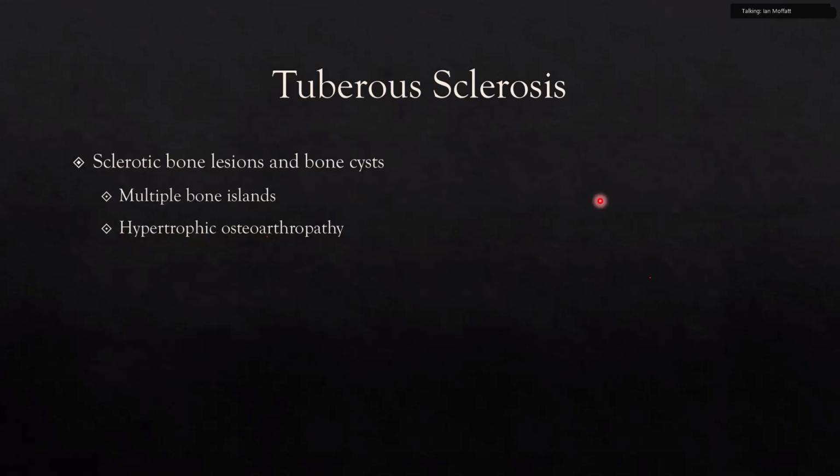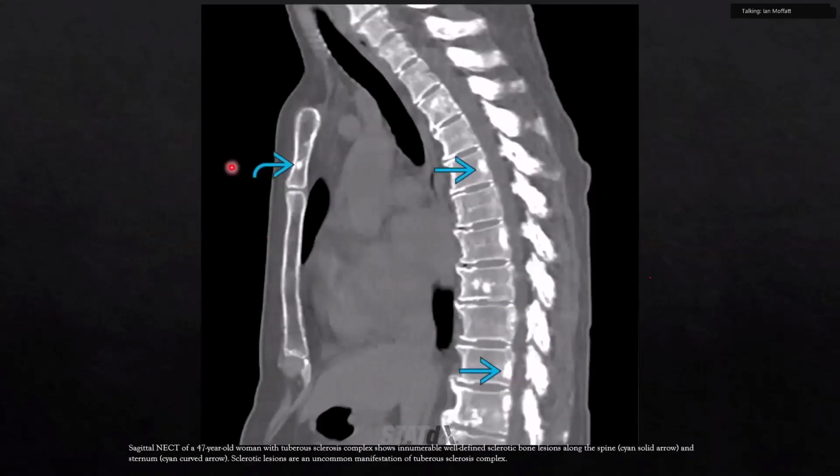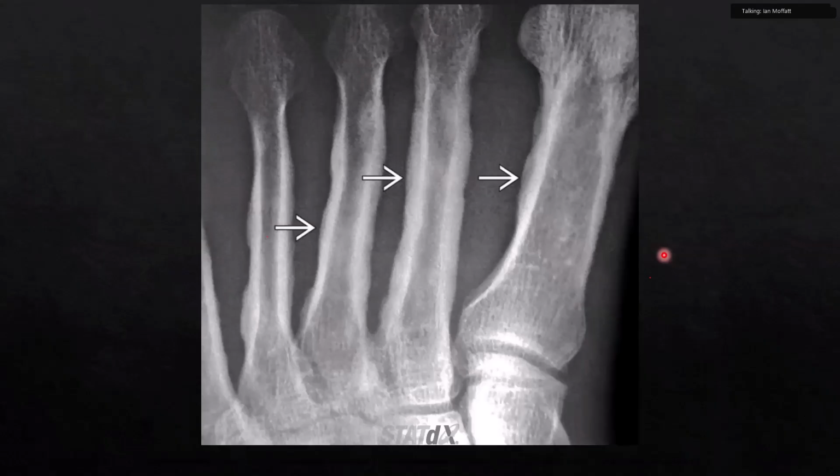Again, multiple sclerotic bone lesions and bone cysts. So they are typically bone islands. We'll see these often on CT and MRI. Again, nothing special about them, just multiplicity. Think TS. And then they often get hypertrophic osteoarthropathy as well. So basically just benign proliferation of the periosteum.